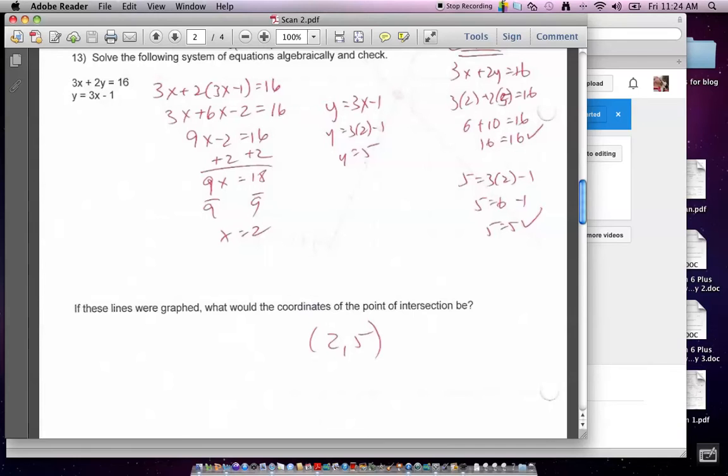This says 3x plus 2 and then y, but some people are putting the 3x minus 1 in for x. No. The y is equal to the 3x minus 1, so the 3x minus 1 has to go in for the y. See, I put it in for the y. Then you distribute the 2, add the 2 to both sides.